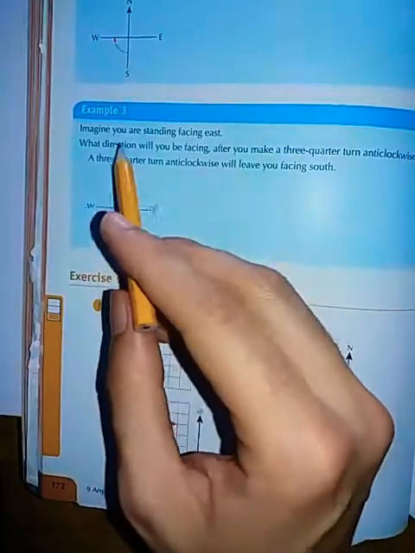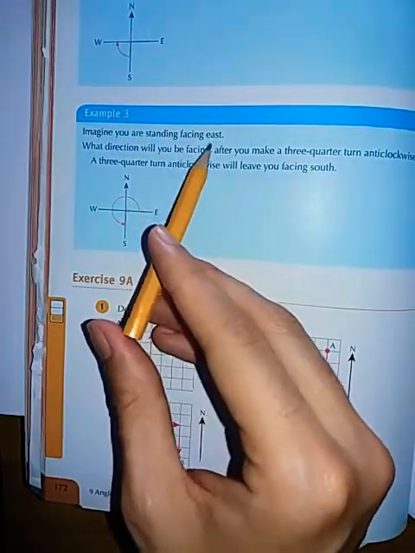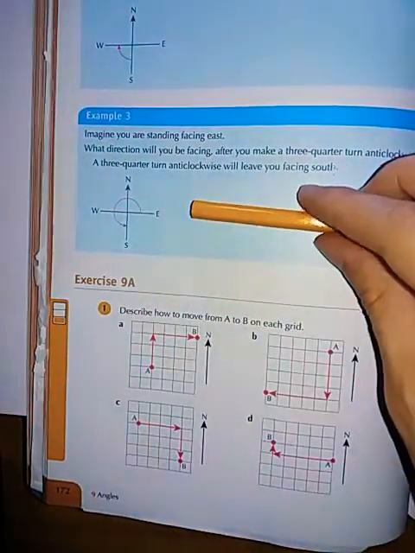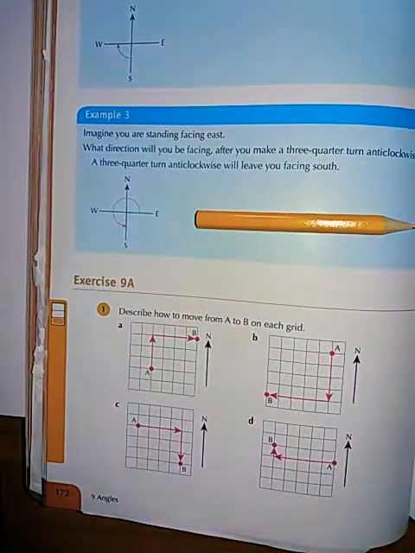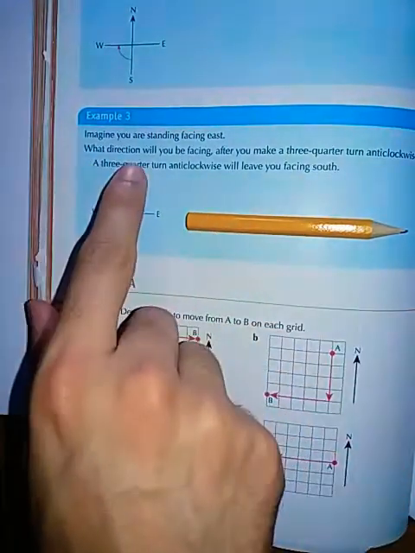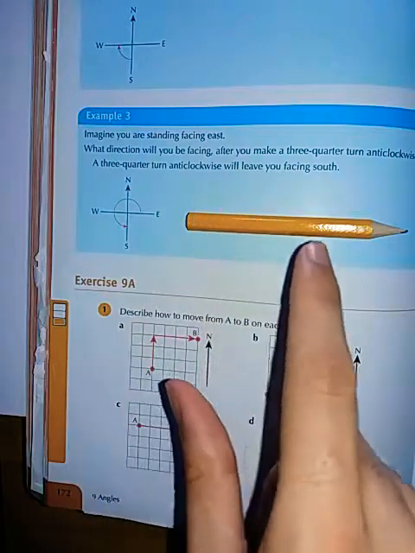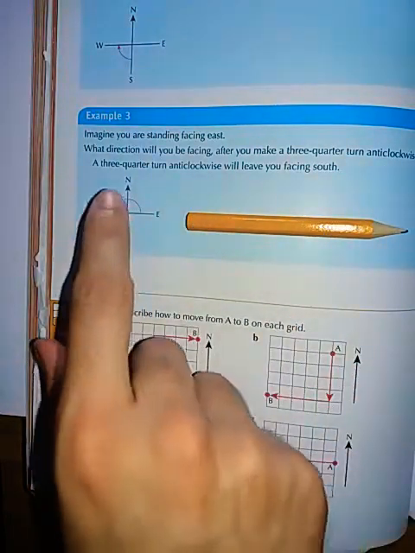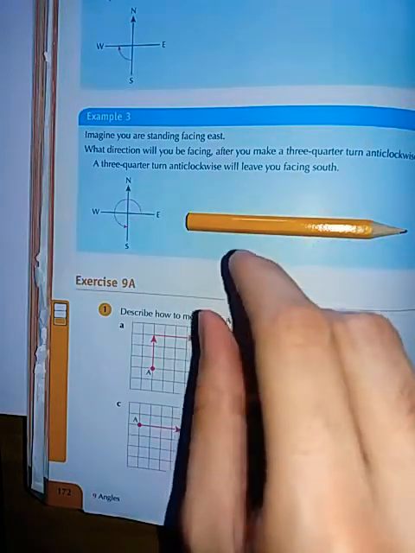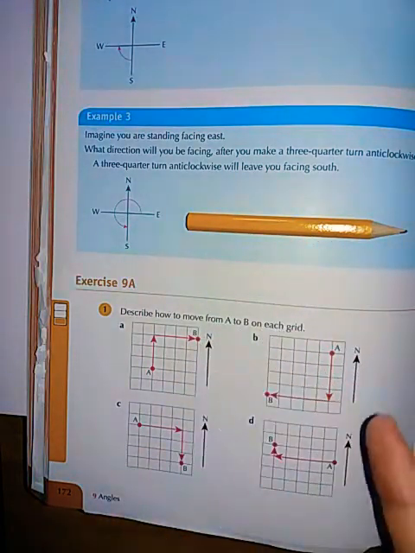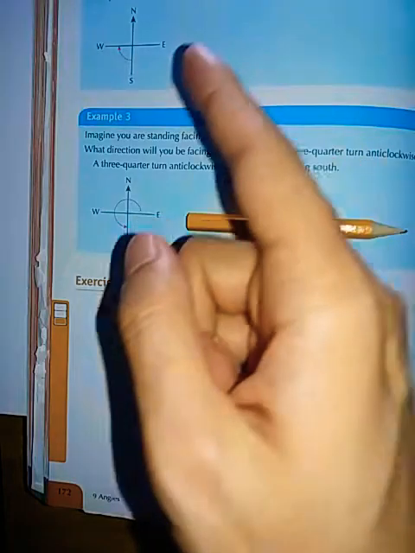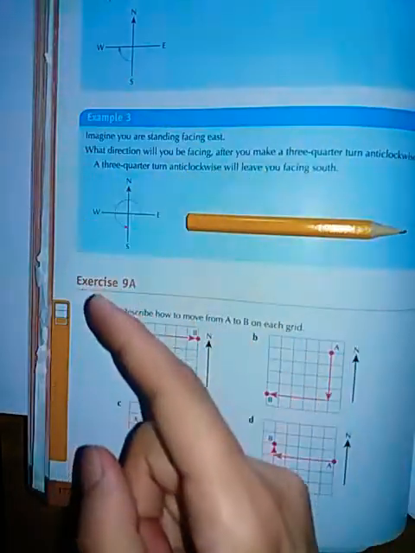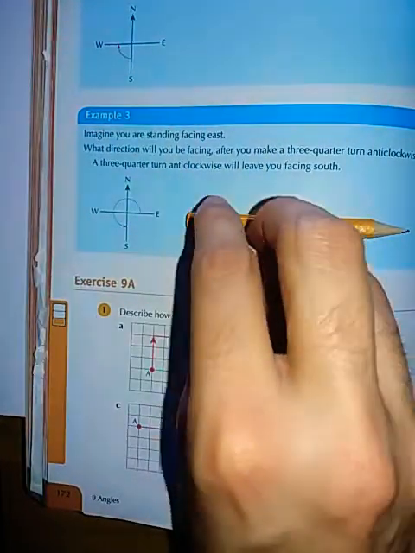Now example number 3. Imagine you are standing facing east. So we are facing east. Now what direction will you be facing after you make a 3/4 turn anti-clockwise? 3/4 anti-clockwise. First, anti-clockwise, that means we will move in this direction. We will move against the clock.